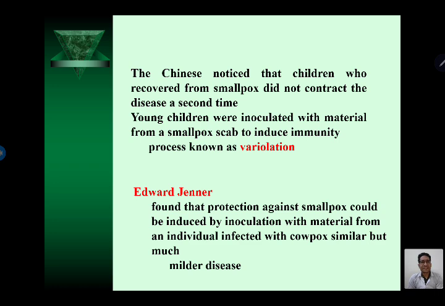The Chinese noticed that children who recovered from smallpox did not contract the disease a second time. Young children were inoculated with material from a smallpox scab to induce immunity, a process known as variolation. Edward Jenner found that protection against smallpox could be induced by inoculation with material from an individual infected with cowpox, a similar but much milder disease.